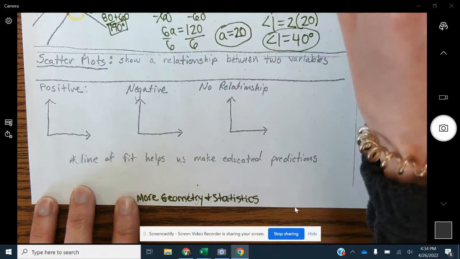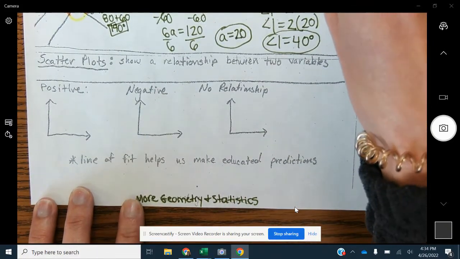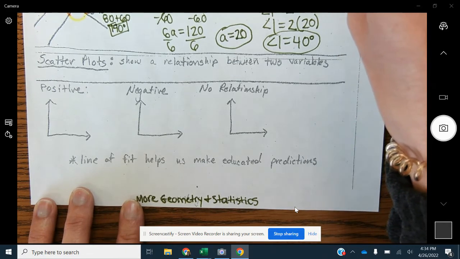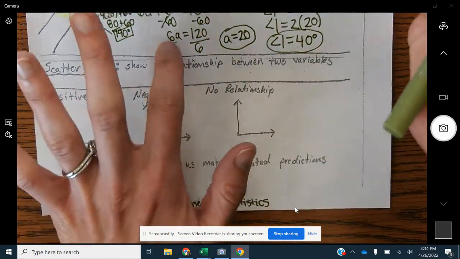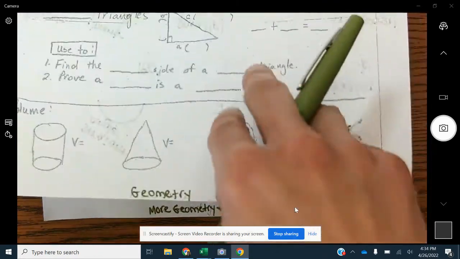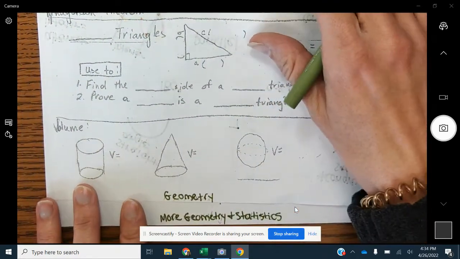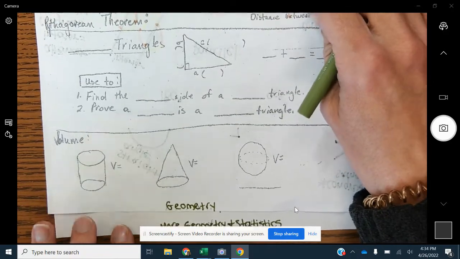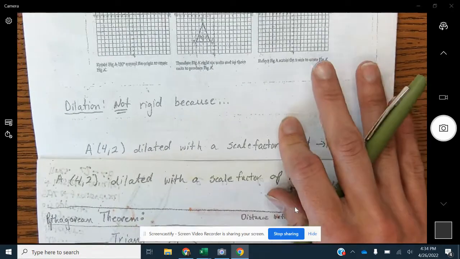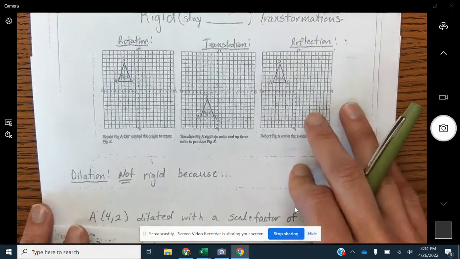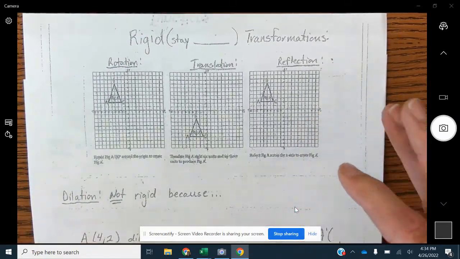Yesterday we did this whole one about more geometry and statistics, so if you weren't here, please make sure you grab the foldable with your name on it from the front table. You'll need to get this information from a classmate at some point. And we'll go ahead and look at the geometry tab that was before that so that we can fill out this part of your foldable today.